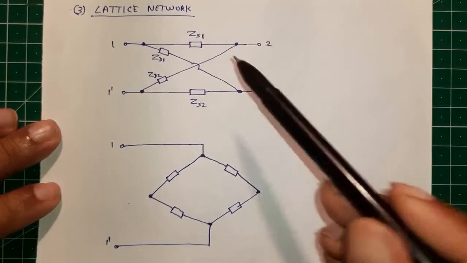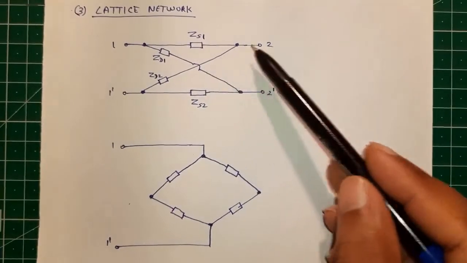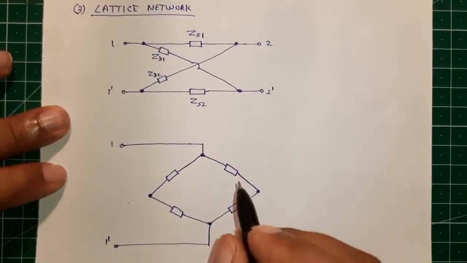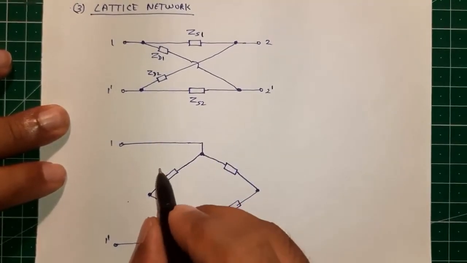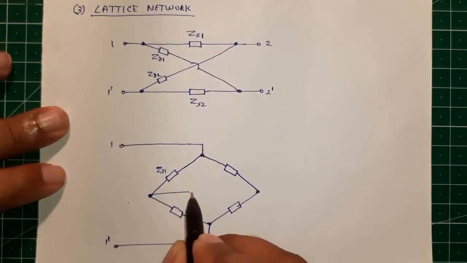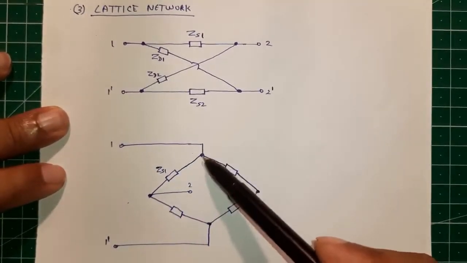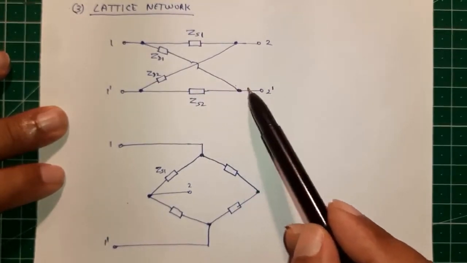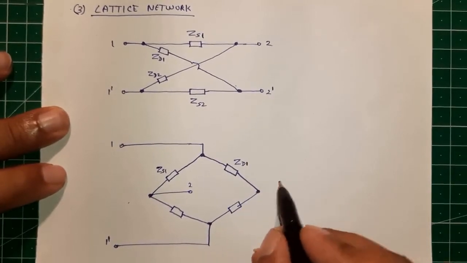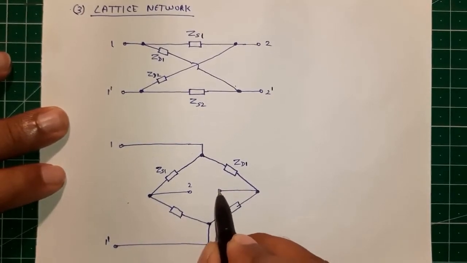One is going to terminal 2, the output side, through ZS1. So through ZS1 it is going to reach terminal 2. And from this point, another one is ZD1, the diagonal element, which is going to terminal 2 dash.